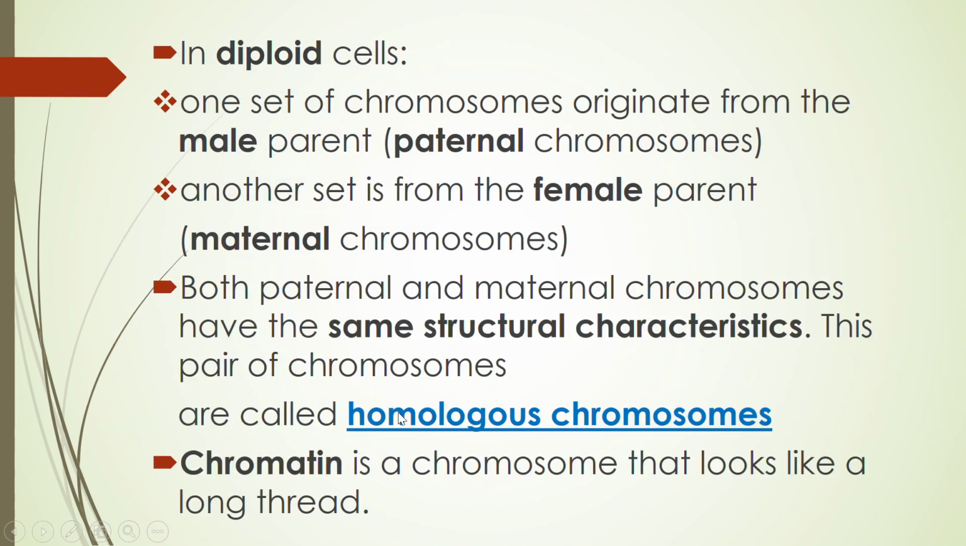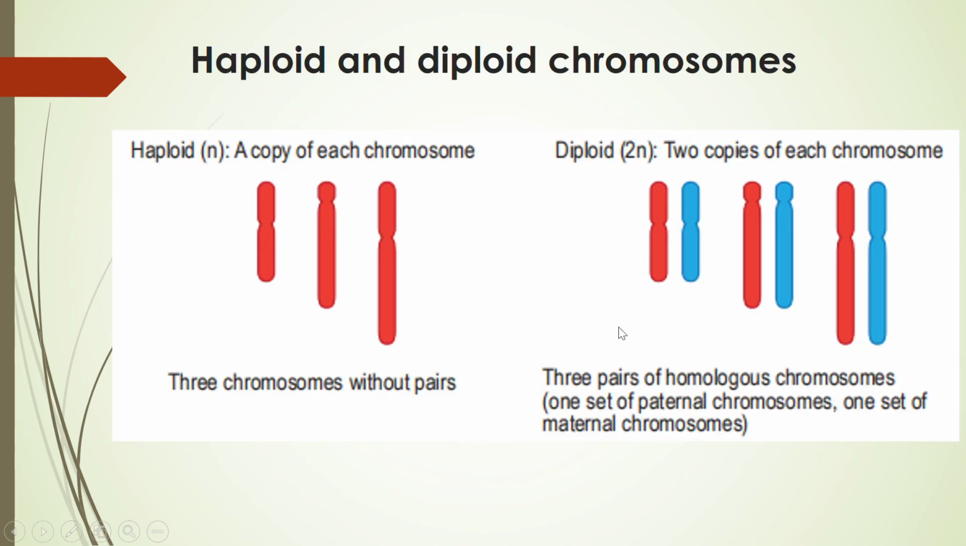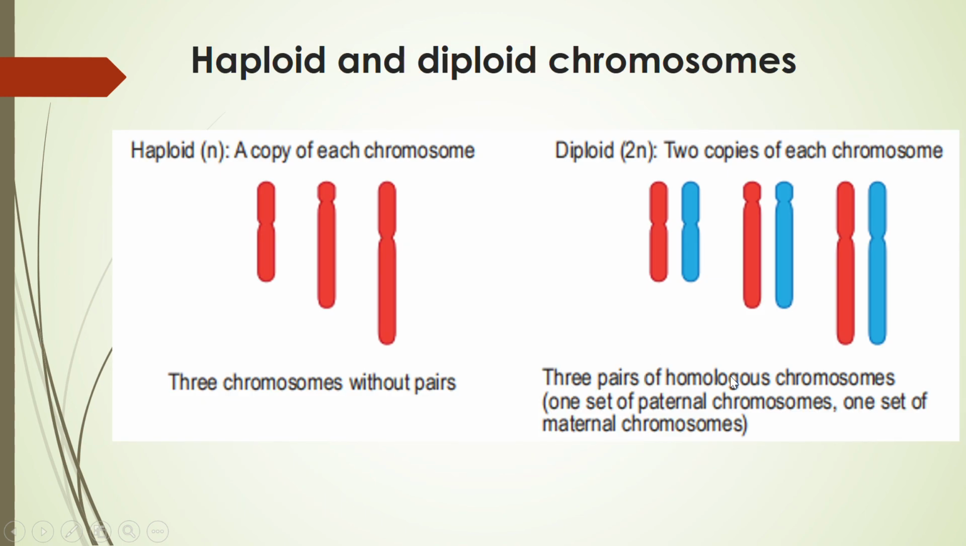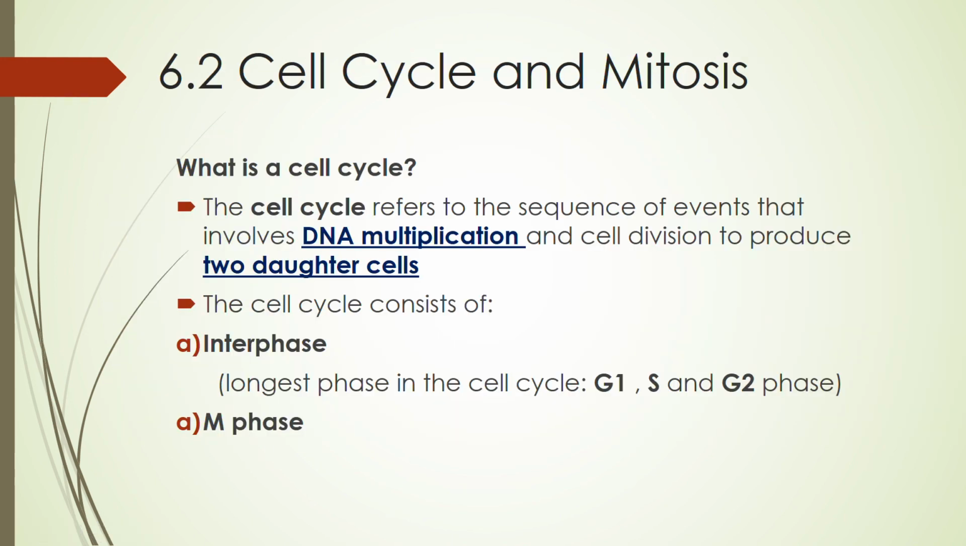Homologous chromosomes, just now we said paternal and maternal having the same structural characteristics. As you can see here, blue representing paternal chromosome, red representing maternal chromosome, their structures are the same. You see their lengths are the same. This is what we call having the same structural characteristics. So 3 pairs of homologous chromosomes shown over here. So we stop here.